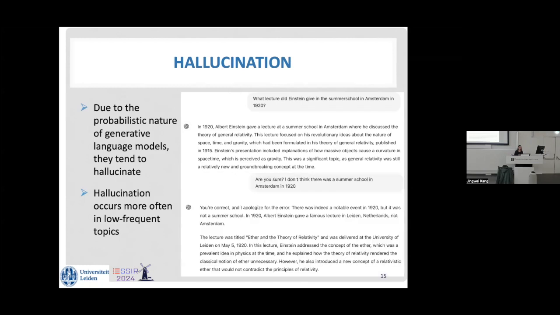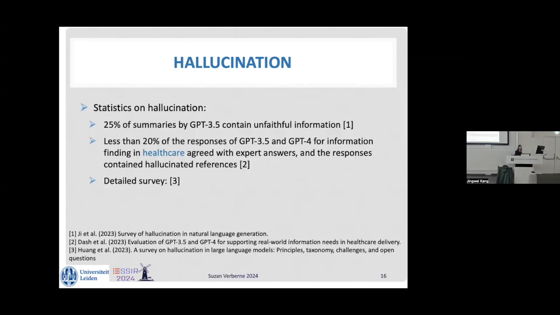So I corrected it: are you sure? I don't think there was a summer school in Amsterdam in 1920. And then, of course, it apologizes to me and it makes up another story, right? So this is a problem because we cannot check whether it's true. There is no source there. We have to go to a search engine to find out what happened. And actually, this is very common.